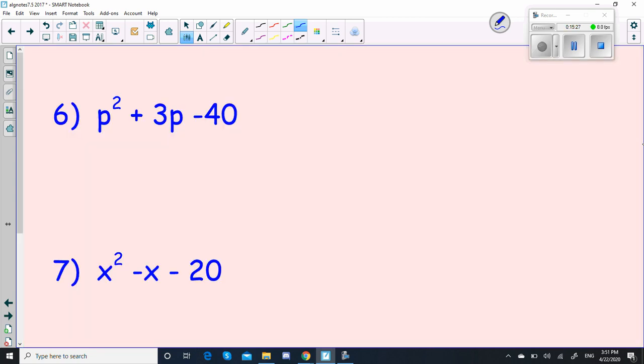Okay, I want you to press pause and try number 6 and number 7, and then I'm going to do them too. So on number 6, I'm looking for factors of negative 40 that give me a sum or a difference of 3. Okay, so notice the negative sign. Since there's a negative sign, I'm going to have to multiply a negative times a positive. So let's start with 1 times 40. Negative 1 times 40. If I add them, I get 39. If I subtract them, I get negative 41. Look how far away that is.